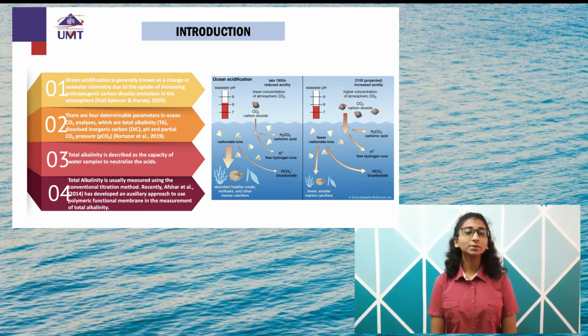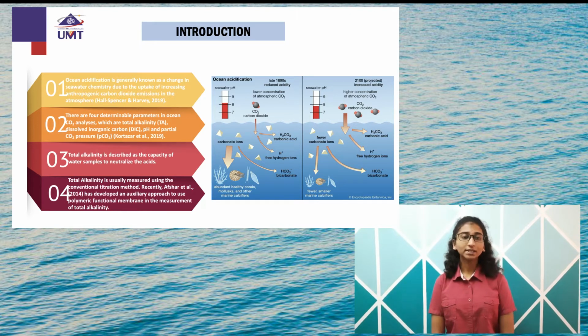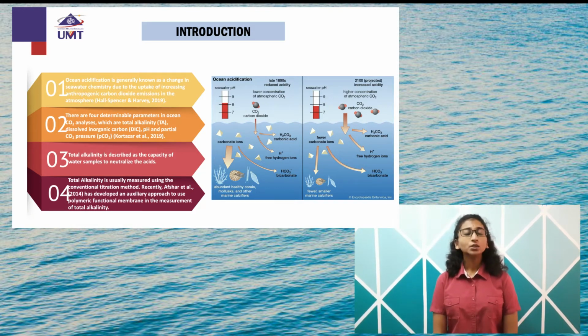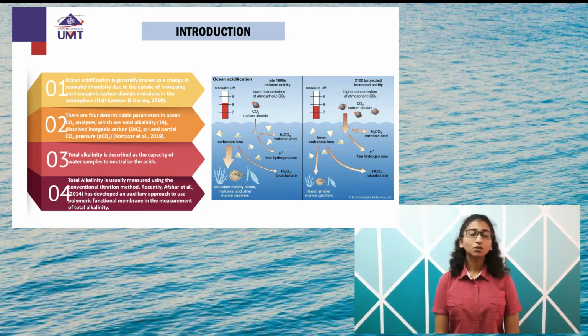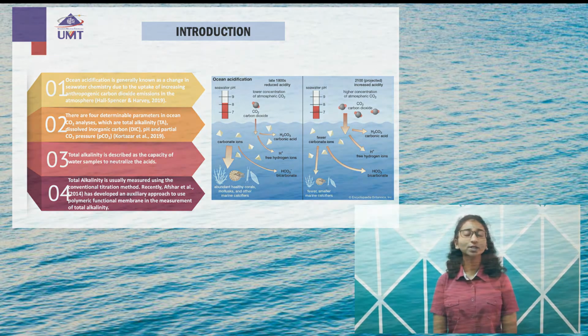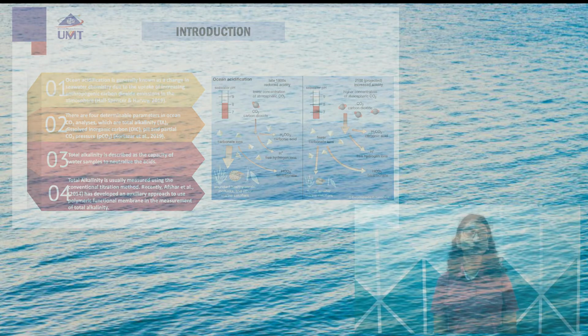There are 4 determinable parameters in ocean carbon dioxide analysis, namely the total alkalinity, DIC (dissolved inorganic carbon), pH, and partial pressure of carbon dioxide. Total alkalinity is described as the capacity of a water sample to neutralize acid. Total alkalinity is usually measured using the conventional titration method. Recently, a few researchers have developed an auxiliary approach to use the polymeric functional membrane in the measurement of total alkalinity.